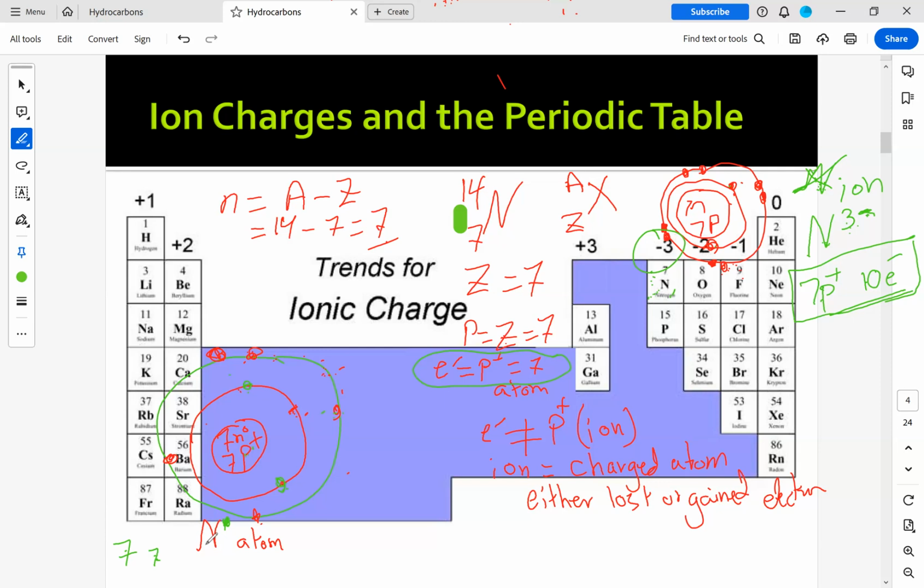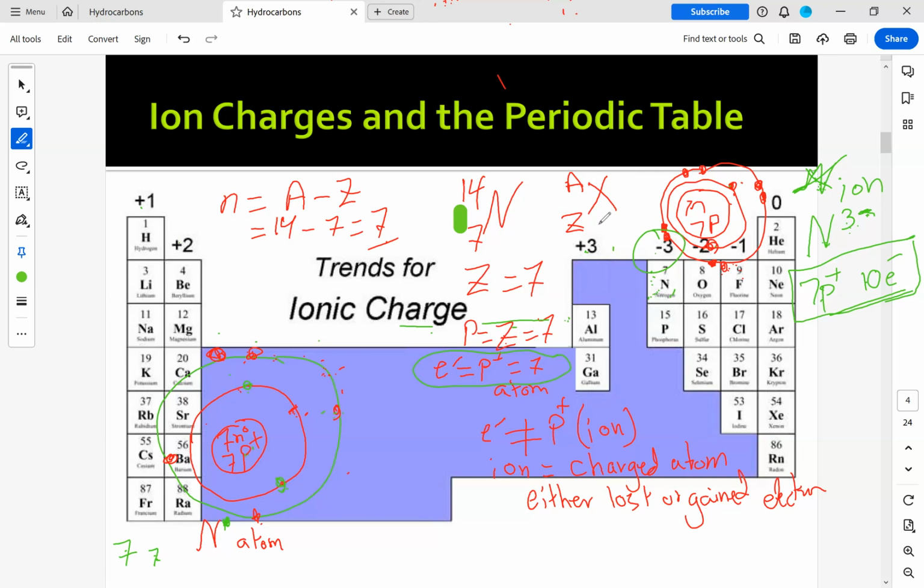Miss, I have a quick question. How is nitrogen in group 5? How do we count? Because on the periodic table it's 15. Do you know why they call it 15? Because here we have other groups. So when they count 1, 2, 3, 4, 5, 6, 7, 8, 13, 14, 15.